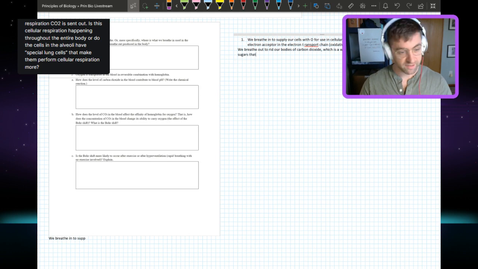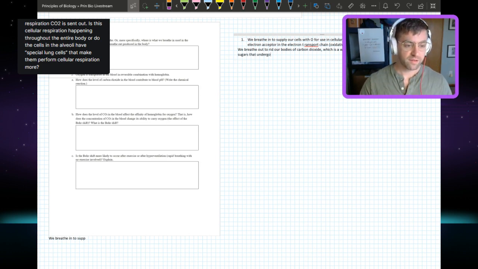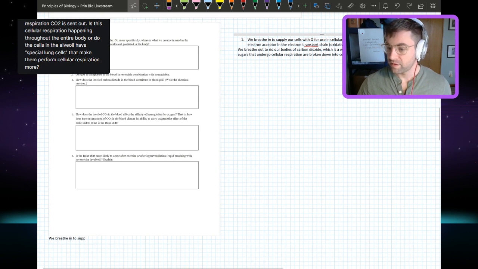The sugars, this is important. The sugars that undergo cellular respiration are broken down to CO2 and water. Cool. Six moles of O2 come into the cell through cellular respiration.